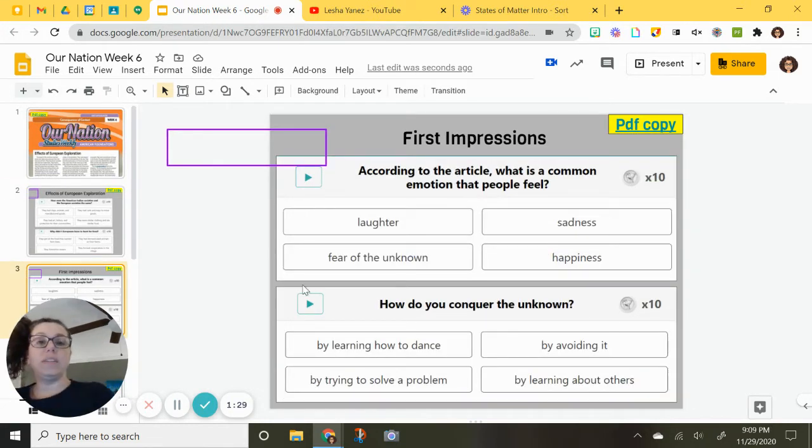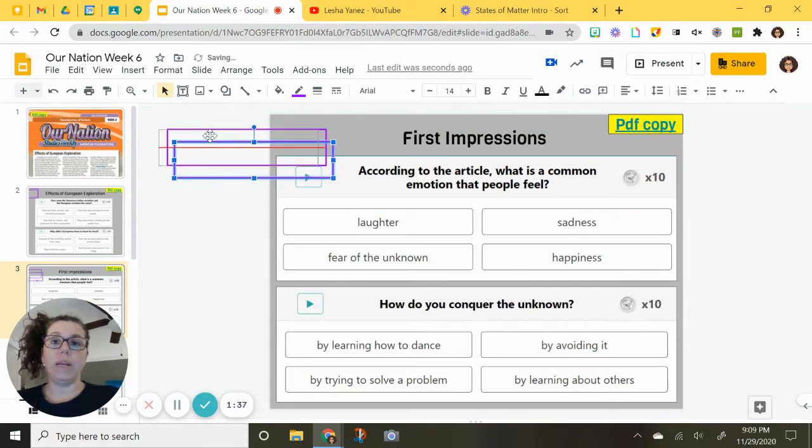Okay, so the next thing you're going to do is read First Impressions, and then you'll answer these two questions again by moving this box around your answer choice. According to the article, what is a common emotion that people feel? Laughter, sadness, fear of the unknown, and happiness. You will not know this unless you read the article first.